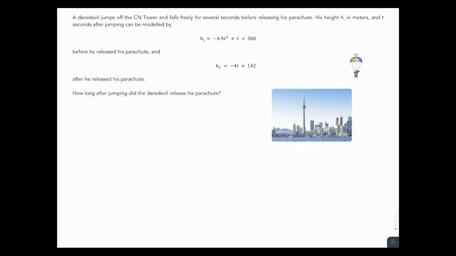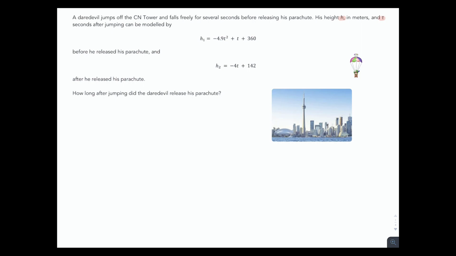Okay, for this question, we're looking at a scenario in which we're going to be using both a quadratic and a linear equation to model a parachute jumper jumping off, I guess, the top of the CN Tower. So here's some of the information given. The height is h, in meters, and t measures the time after jumping.